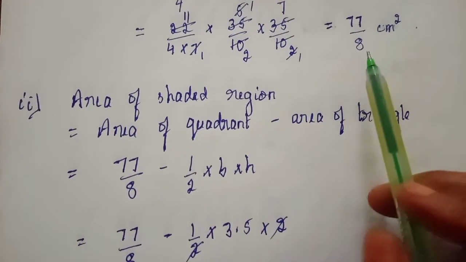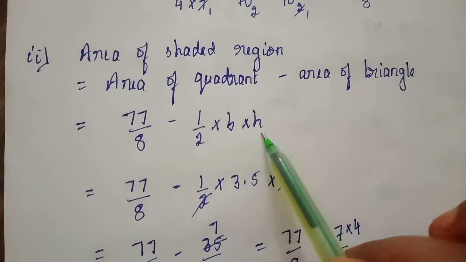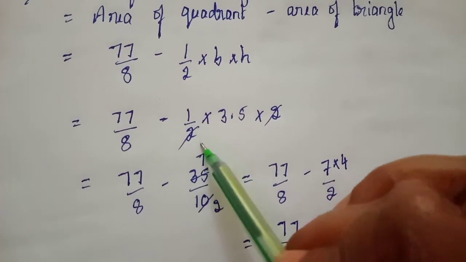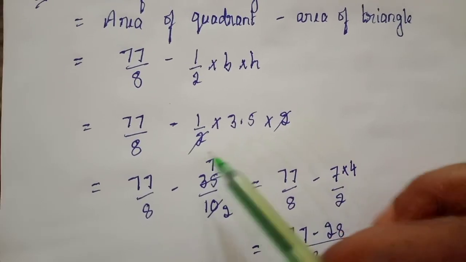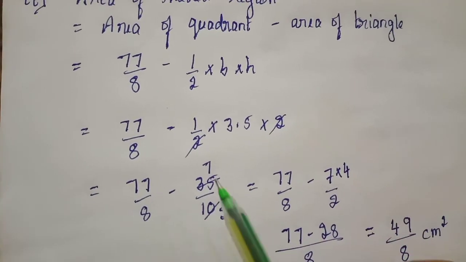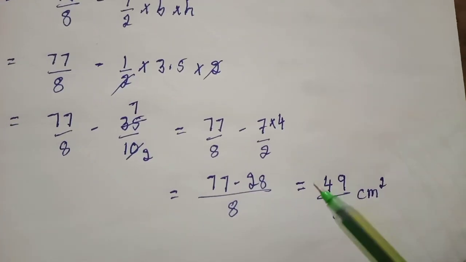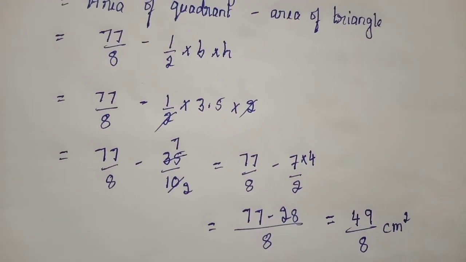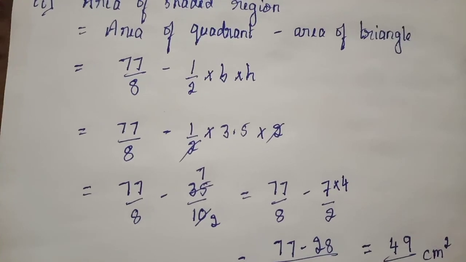Already I got the area of quadrant here. So 77 by 8 minus half into base into height. Write 77 by 8 as it is, half into base is 3.5 into 2. 2 and 2 get cancelled. Remove the point, cancel it, and take the LCM. We get 49 by 8 centimeter square. So this is the area of shaded region. I hope everyone is following and understood. Thank you.